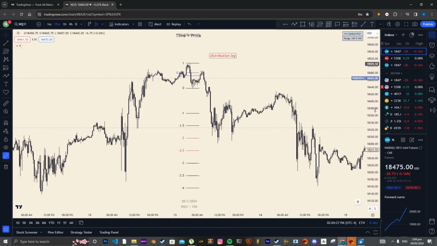distribution leg. So when I said you have to understand narrative, you have to understand where the liquidity is resting, and where we have made a high in the market, and where we can expect price to reverse if we are potentially bearish.